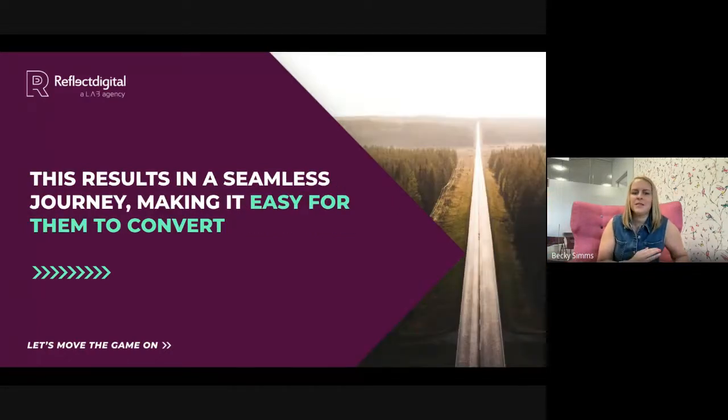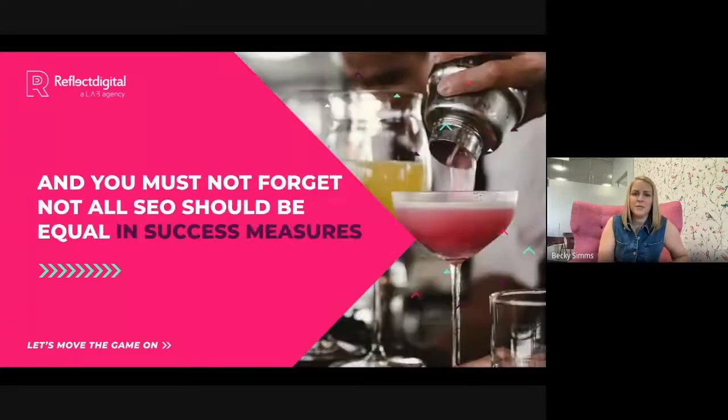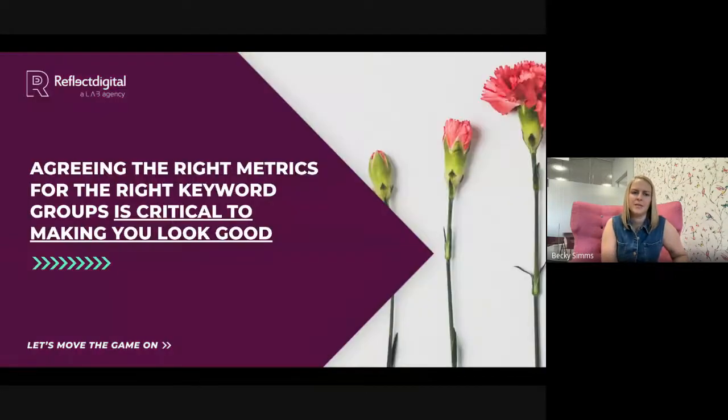And this results in this kind of seamless journey, and it makes it easy for them to convert. Makes it easy to choose your business. Tracking is going to be absolutely critical to success here. And remembering that not all SEO should be measured in the same way. If you're not using GA4 yet, you should be starting to use GA4, because we've got end dates coming soon, and we want to start getting that data in there so that you've got historical data to benchmark against.